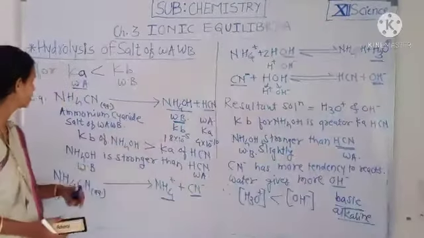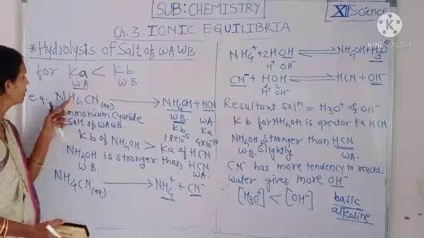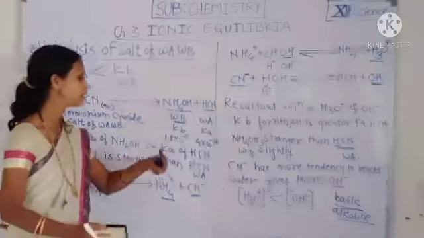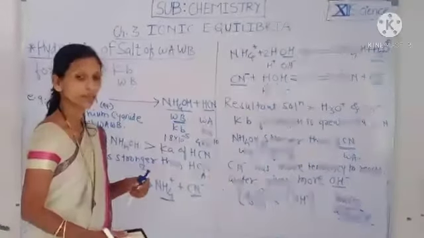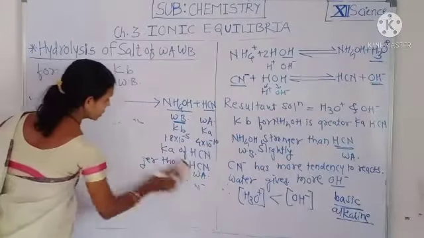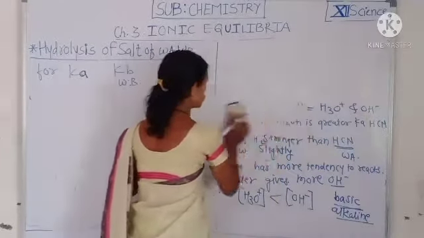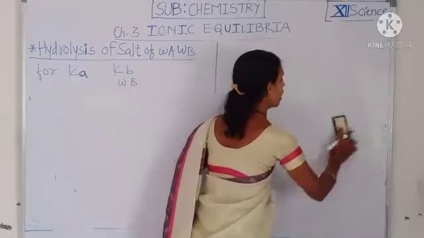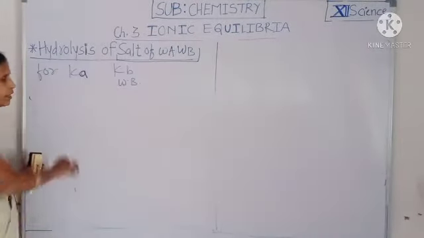and therefore it is said that for a salt of weak acid and weak base for which Ka is smaller than Kb, that is the aqueous solution of NH4CN, it undergoes hydrolysis because the solution is basic in nature. And then the third possibility for this type of salt is where Ka is equal to Kb, that means the strength of weak acid and strength of weak base are the same, from which the salt of weak acid and weak base is obtained here.